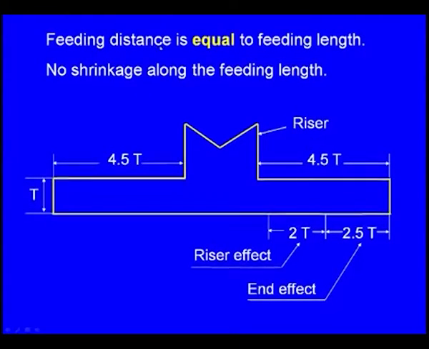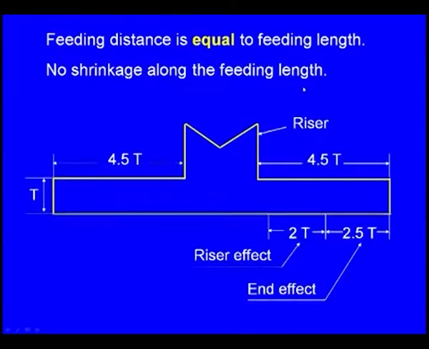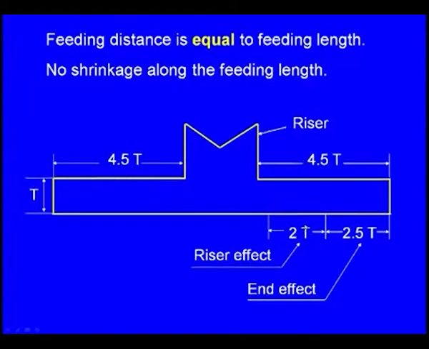Now, let us see some cases. Feeding distance is equal to the feeding length, meaning the length of the section to be fed by the riser is equal to the feeding distance. Then what will happen? No shrinkage along the feeding length. For example, this is the casting and this is the riser. Now, there will be a riser effect, which is 2T, meaning the distance covered by the riser to prevent shrinkage.